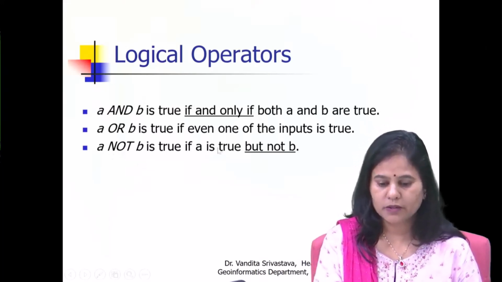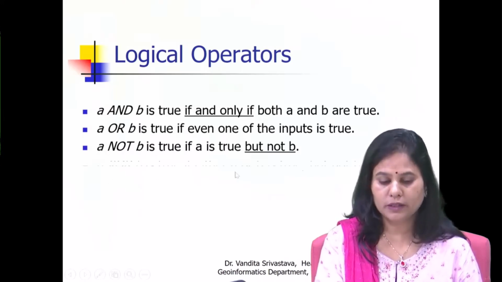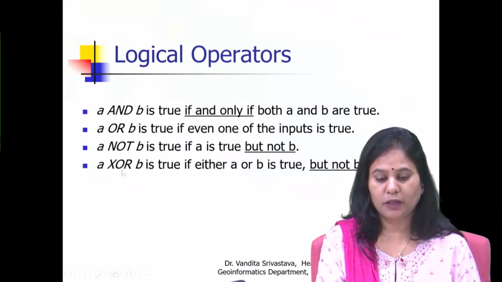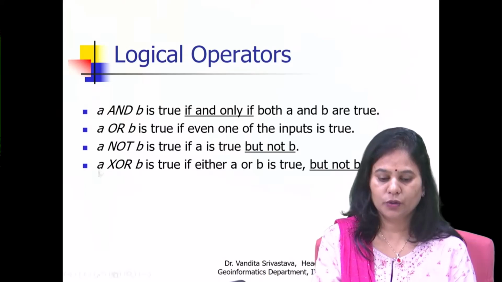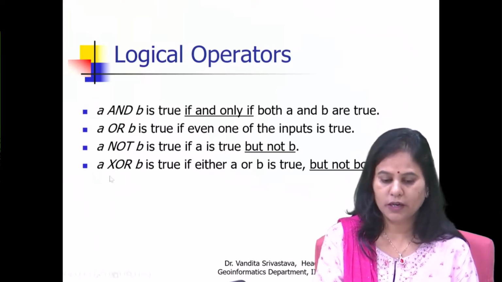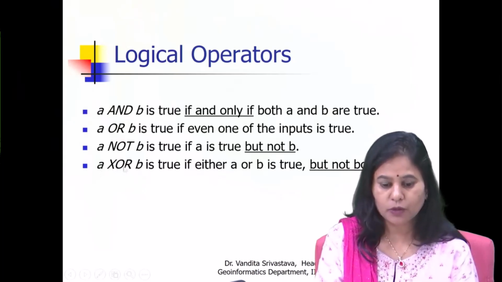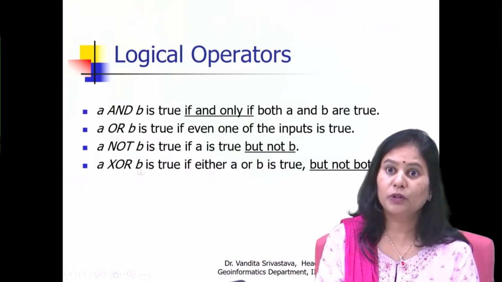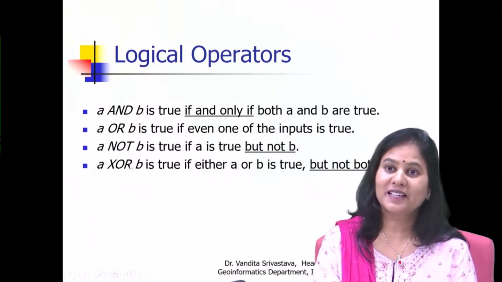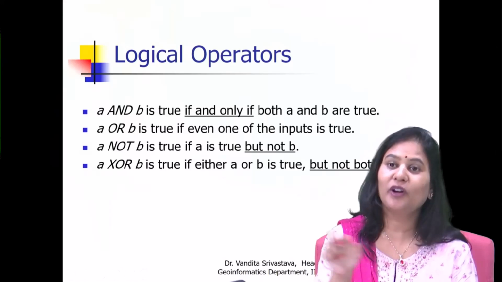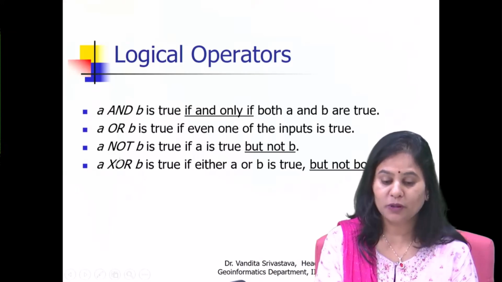So A not B is true when A is true but not B. Similarly, B not A you can say. And then finally A XOR B. XOR is nothing but the mutually exclusive OR, so it is called exclusive OR. It is a mutually exclusive operation, which means A should be true but not B, and B should be true but not A, which means difference. Again, A XOR B is similar to C being assigned as A not equal to B. Okay, so A should be true but not B, B should be true but not A.